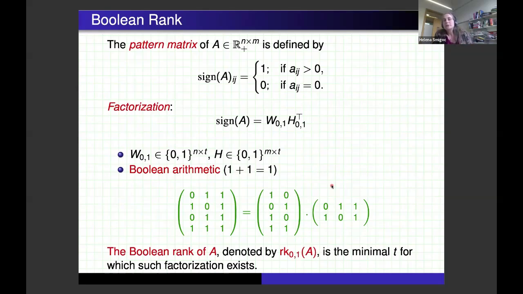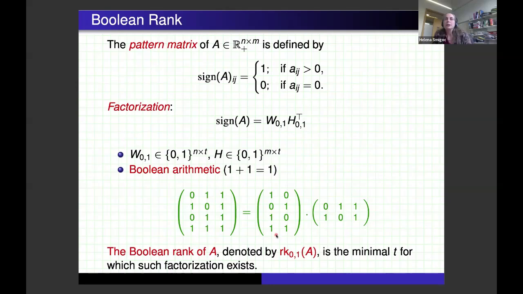pattern. The smallest number of columns that I can obtain in such a factorization is called the Boolean rank of the matrix, and it's associated with the pattern, not with the values. So the Boolean rank of A, denoted in this talk by rank with subscript 0-1 of A, is the minimal T for which such a factorization exists.